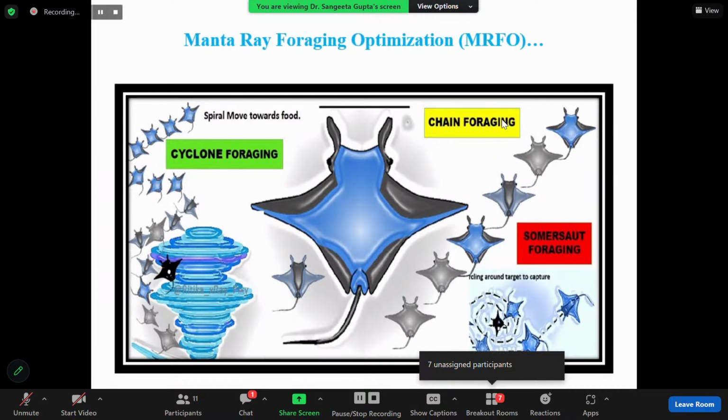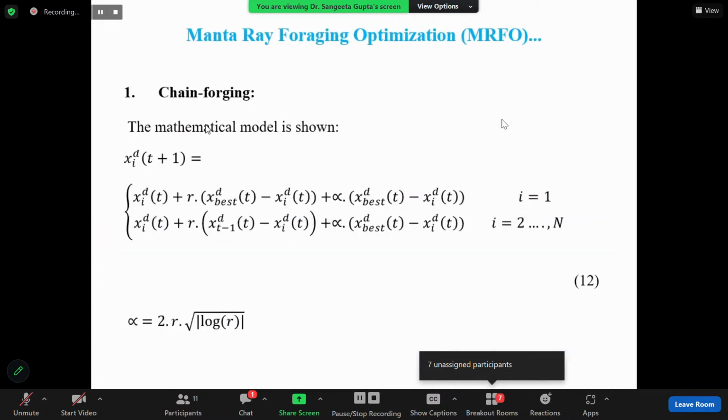And the mathematical representation of chain foraging is here. The xi is defining the individual, and x best is the plankton with high concentration. Alpha is defining the weight coefficient.